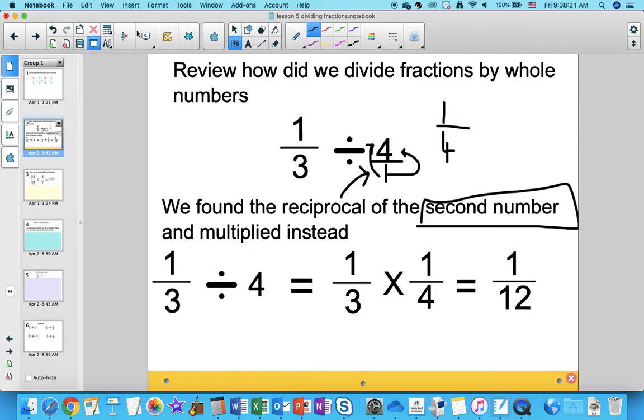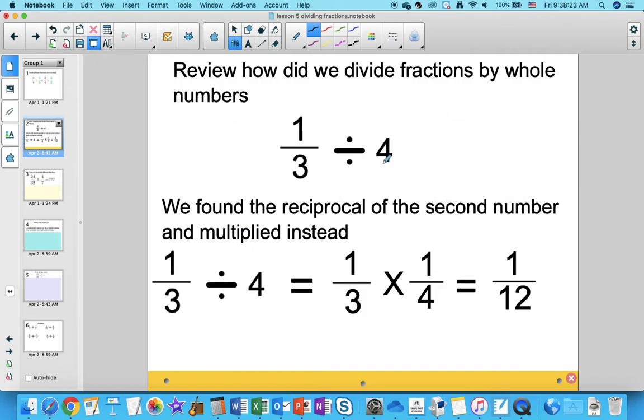Now, the shortcut I showed you was, instead of doing it this long way, you just take the whole number and go times 3, times the bottom, and you get 1 over 12. The shortcut would be this, but this is the mathematical reasoning behind it.